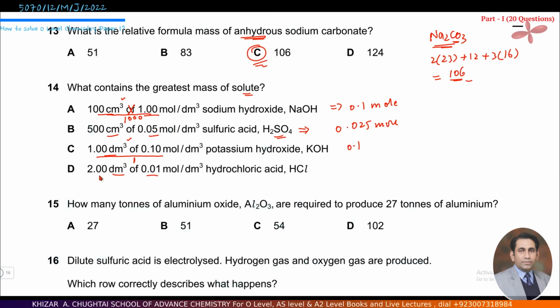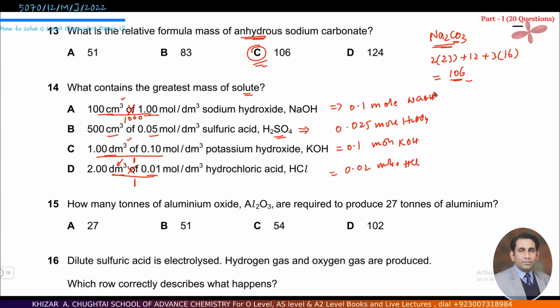In case of HCl, 2 dm cube and its mole per dm cube is equal to 0.01. So 2 into 0.01 divided by 1 because the volume is in dm cube. So this answer will be equal to 0.02. So these all are the moles of the respective solutes: the mole of HCl, the mole of KOH, the mole of H2SO4, the mole of NaOH.